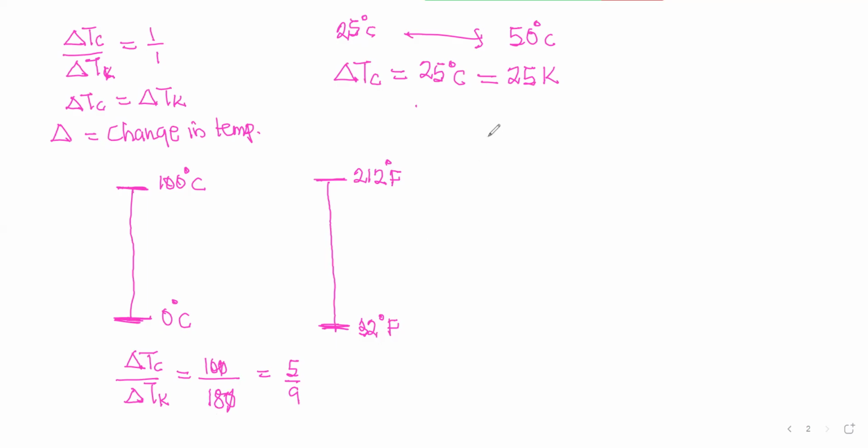Therefore, this is the ratio for the change in temperature on both, meaning that delta TC, the change in temperature on the Celsius scale, would be equal to 5 on 9 delta T. Oh, this is not Kelvin, this is Fahrenheit. Sorry. TF.